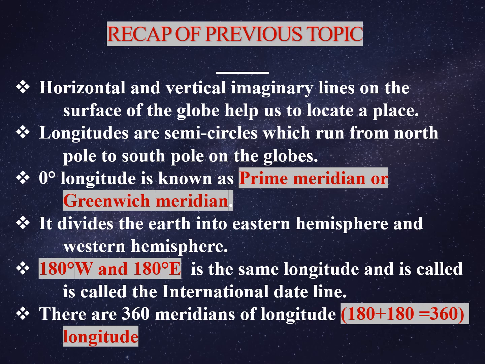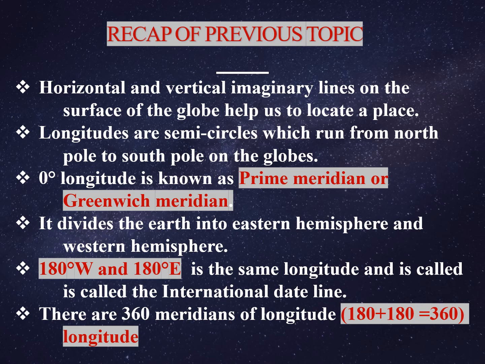Longitudes and time. We are going to learn this topic today. Before going into this topic, I want to recap previous topics. Horizontal and vertical imaginary lines on the surface of the globe help us to locate a place. We learned that longitudes are semicircles which run from the North Pole to the South Pole on the globe. We learnt 0 degree longitude is known as prime meridian, and the other name for prime meridian is Greenwich meridian.